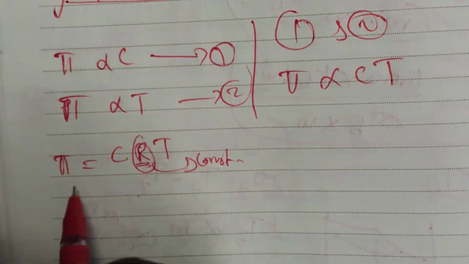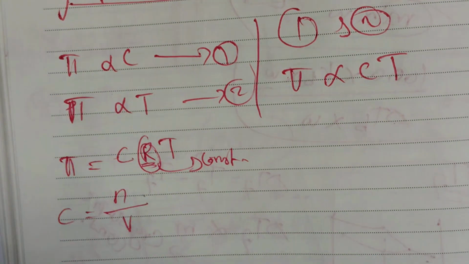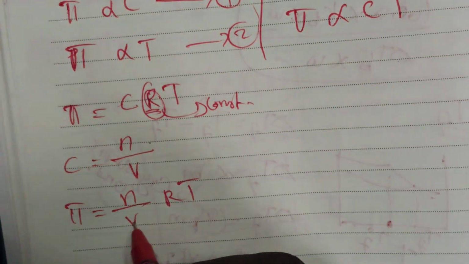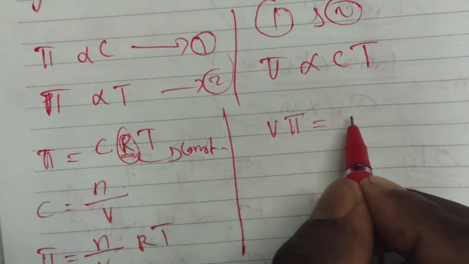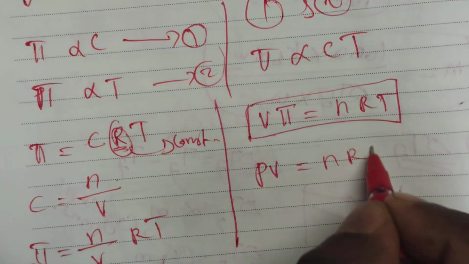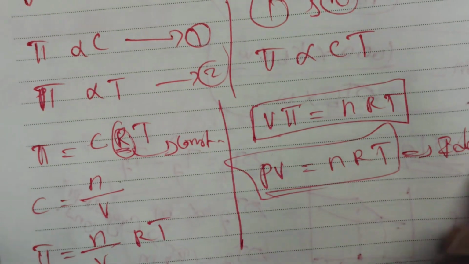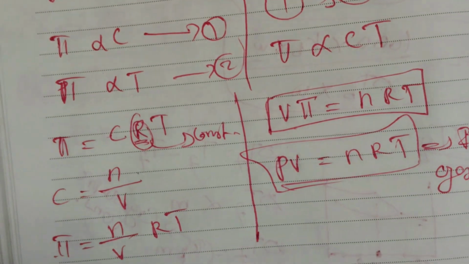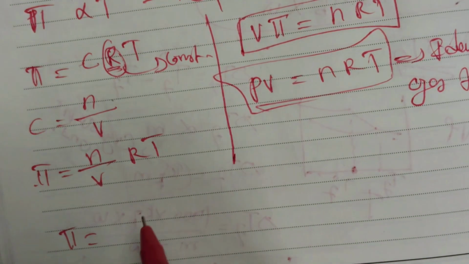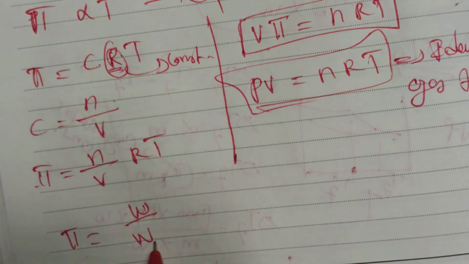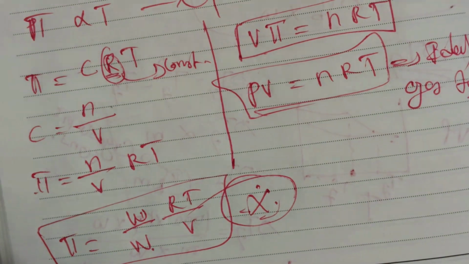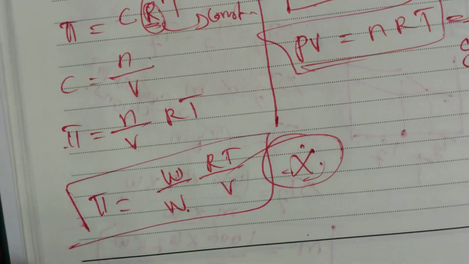First of all, concentration is equal to the number of moles in a particular volume. We introduce this here: pi is equal to n by V times RT. Rearranging V, we get pi V equals nRT. Remember, this formula is similar to the ideal gas formula PV equals nRT. Now, pi is equal to W divided by molecular weight, into RT divided by volume, where W is the given weight. This formula is very important for calculating osmotic pressure in the colligative properties subtopic.